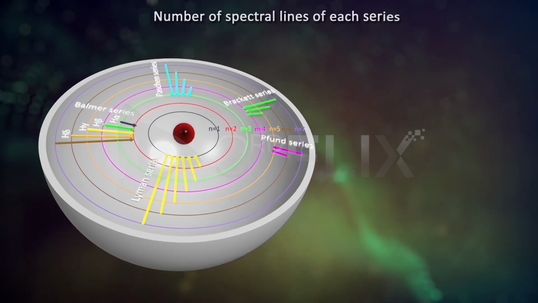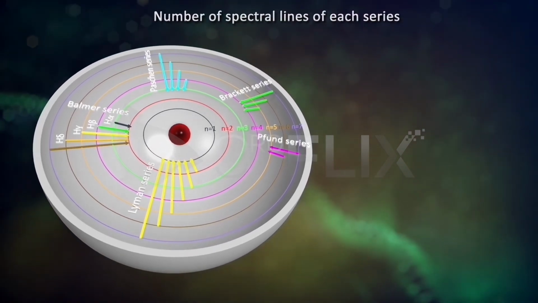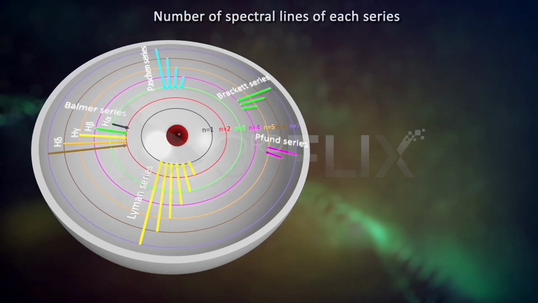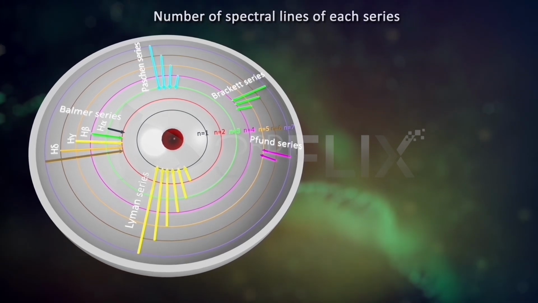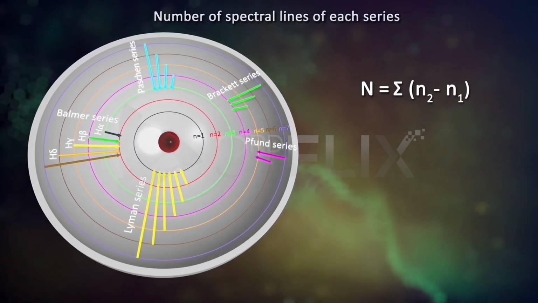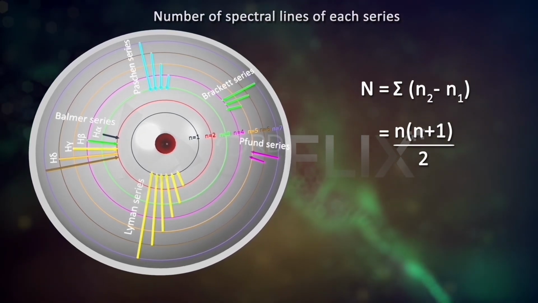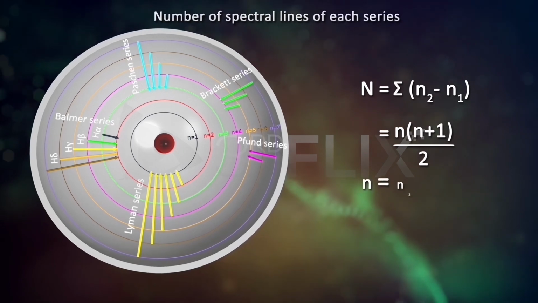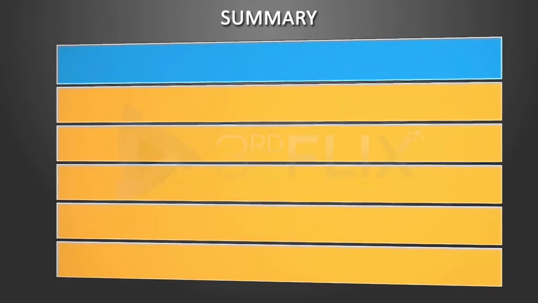Number of spectral lines of each series. The maximum number of spectral lines formed when an electron jumps from the n2 state to the n1 state is given by the expression N = Σ(n2 − n1) = n(n + 1)/2, where n is equal to n2 − n1. Let's summarize.